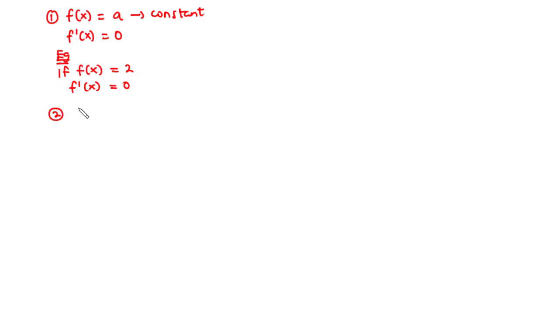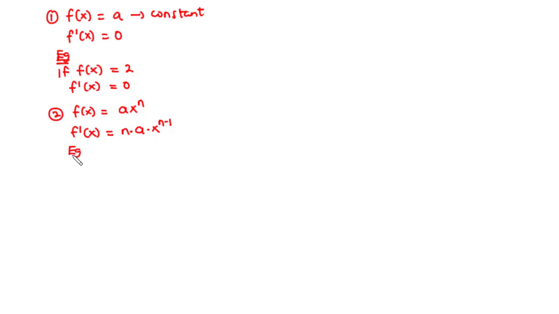So let's assume that this time we have f of x equals a times x to the power n. Now the derivative of this function is equal to, first of all, you are going to drop down the exponent, which is n. You multiply that by a, you multiply that by x, and then you reduce the value of the exponent by 1. So that becomes n minus 1.